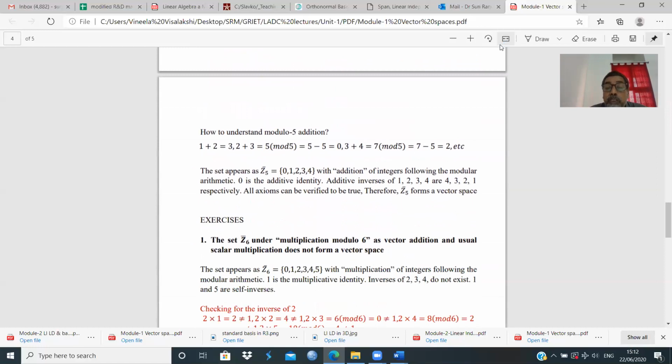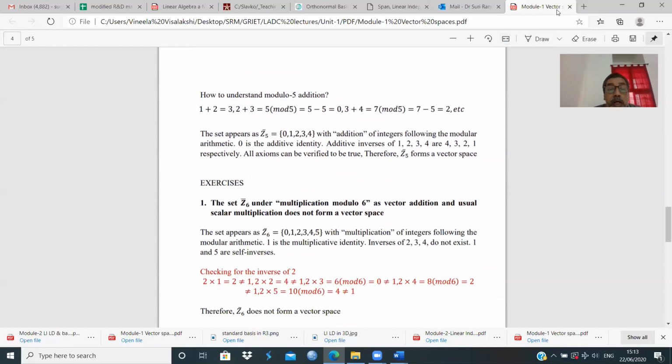Please remember, the additive identity for Z5 under addition modulo 5 is the element 0. And the inverses of 1, 2, 3, and 4 will be in the reverse order 4, 3, 2, 1 because 1 plus 4 is 5, 5 mod 5 is 0, 2 plus 3 is 5, 5 mod 5 is 0, and so on and so forth. Therefore, this is a very rare example of how Z5 can become a vector space under addition modulo 5.